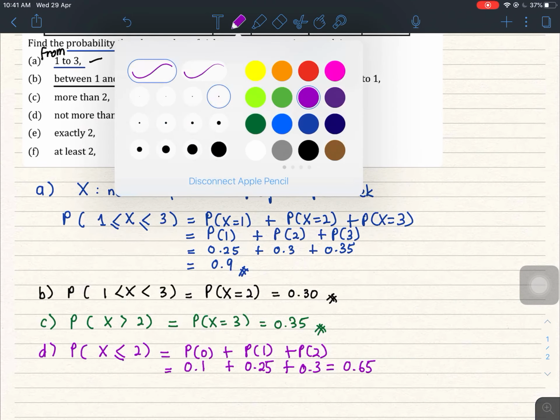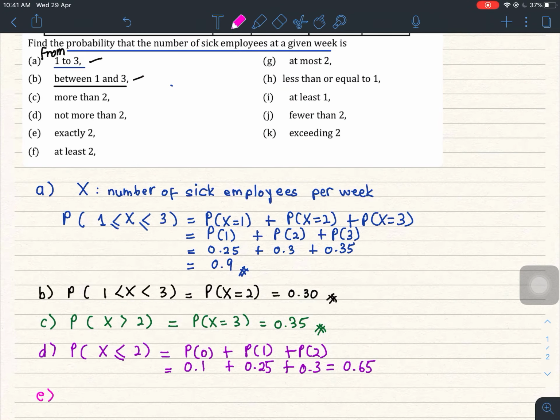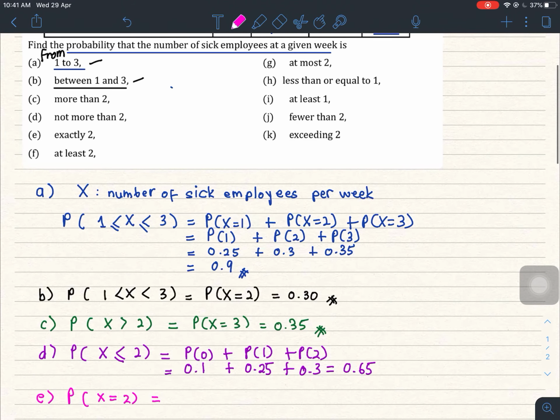Now part E. Probability exactly is just the equivalent sign, X equal to 2. Just take it straight away from the table: 0.3.